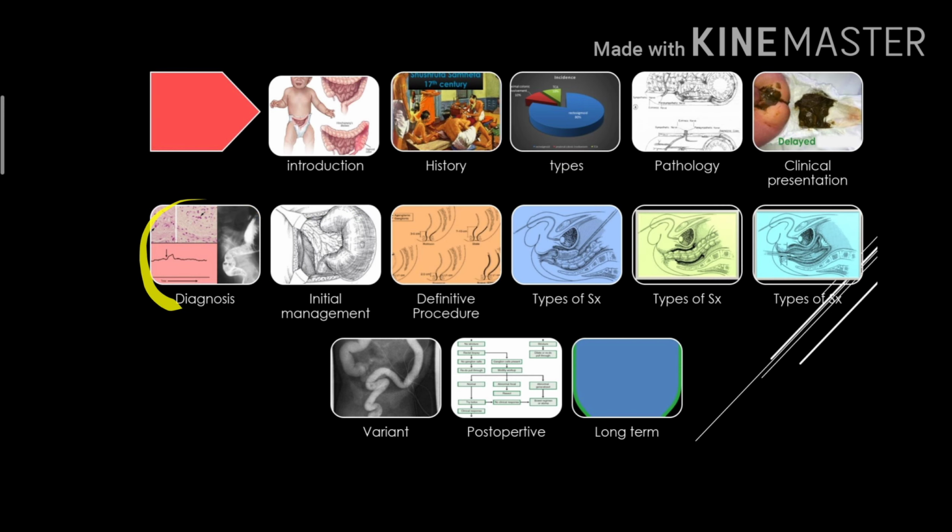how we diagnose, both histologically and radiologically, the initial management, the different types of definitive procedures, and a bit of detail about the surgeries because some are necessary when we attend our regular postings, and certain variants of Hirschsprung's disease will run through it. The postoperative course and the long-term prognosis we will run through as well.